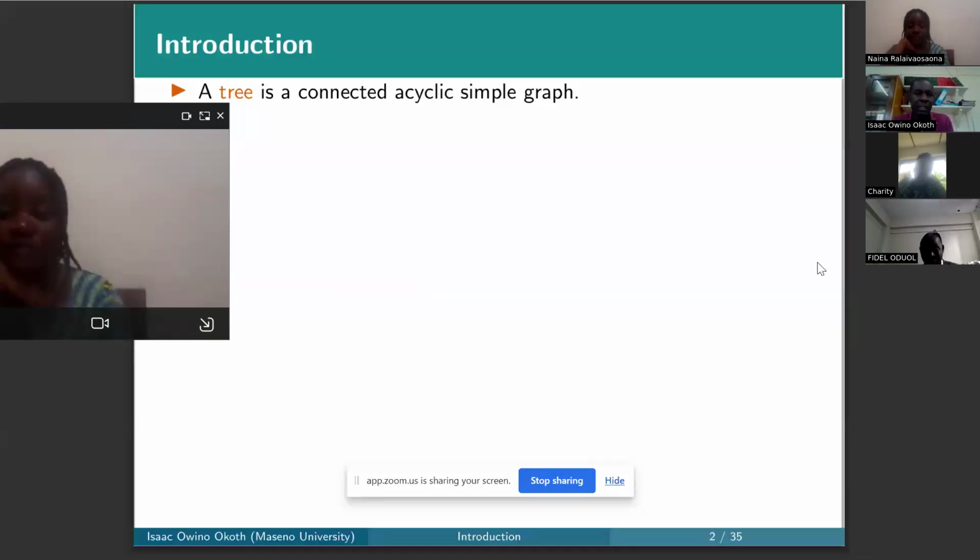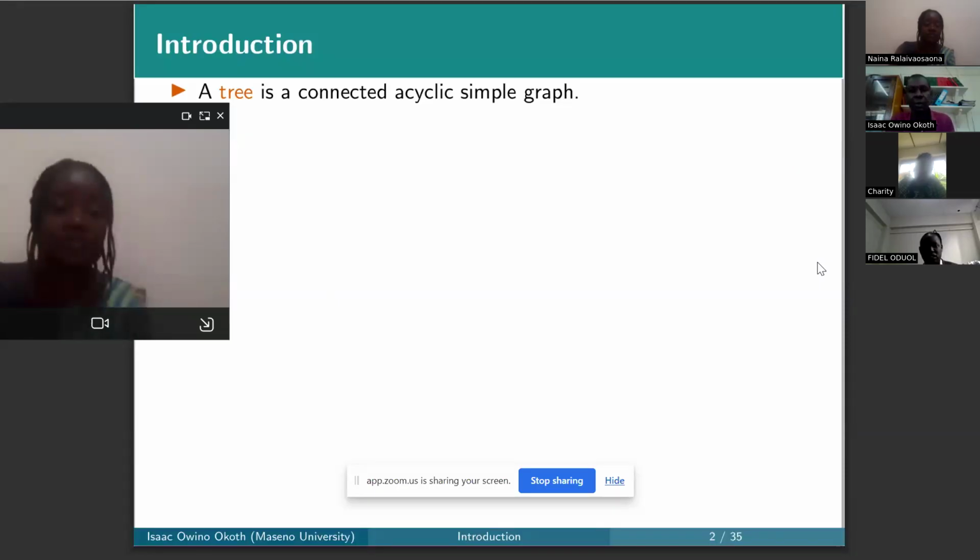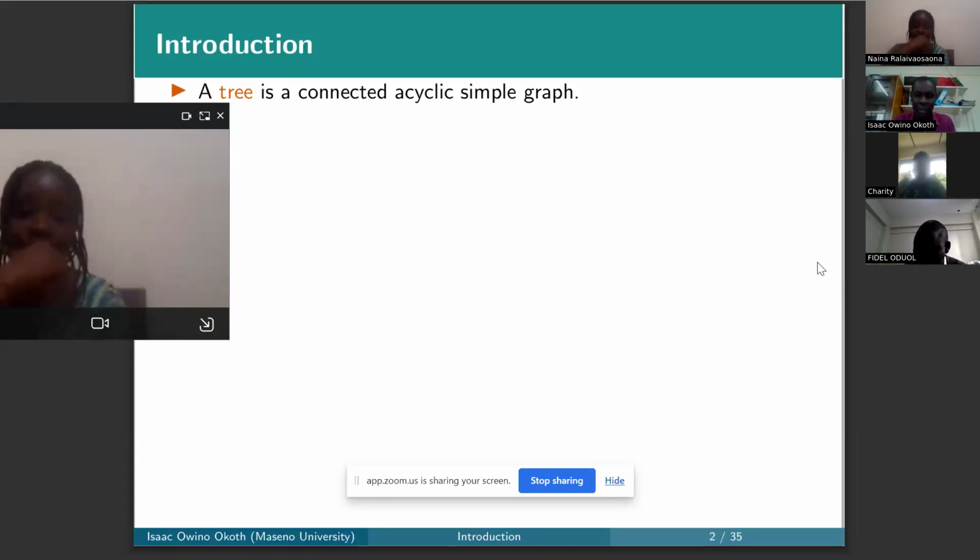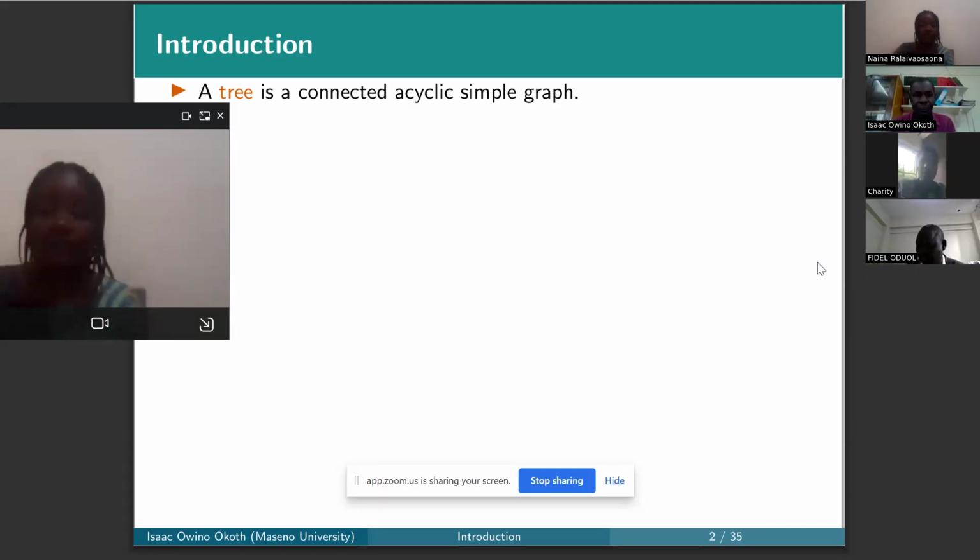So a tree is a connected acyclic graph, a simple graph. Simple in the sense that there are no loops and there are no multiple edges. Acyclic means that there are no cycles. And connected means that you can always get a path between any two vertices.